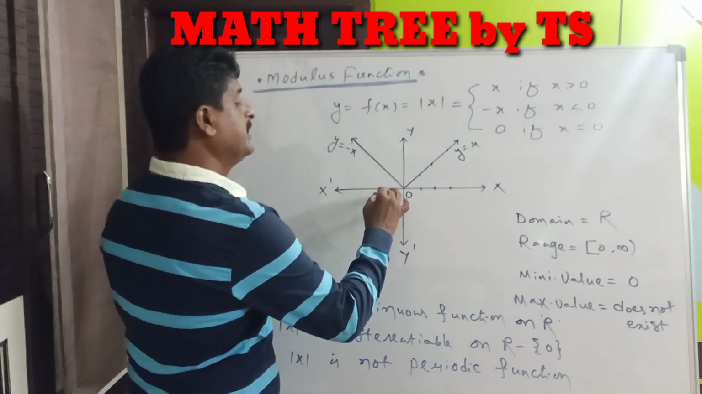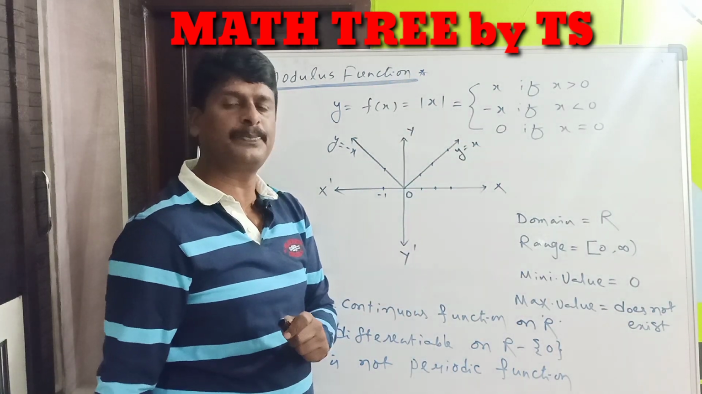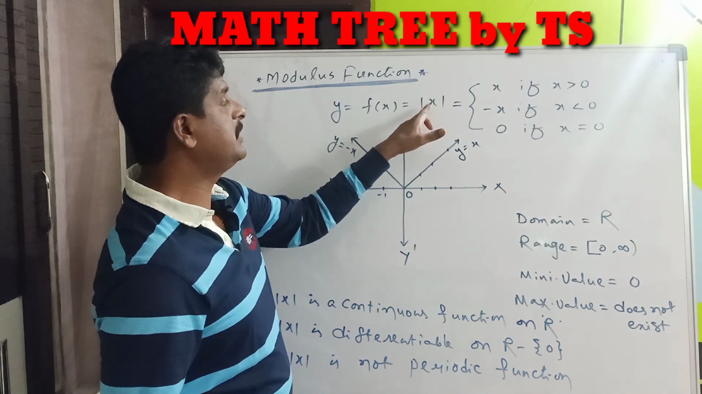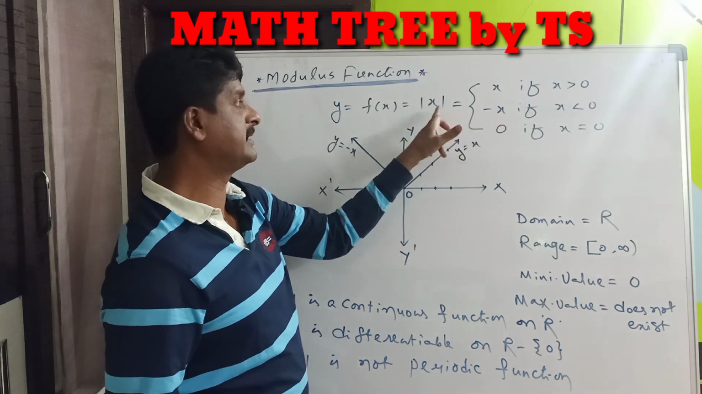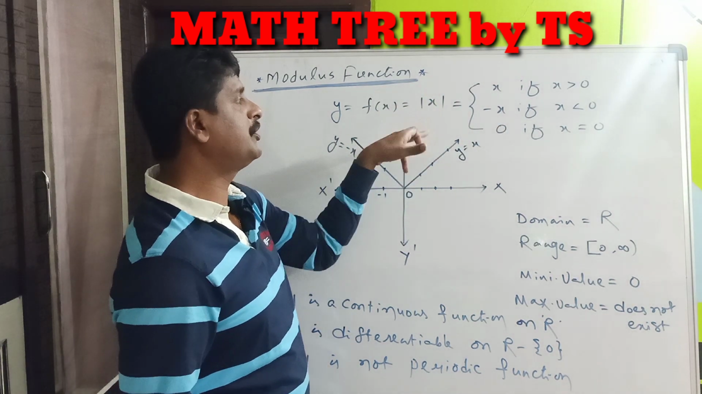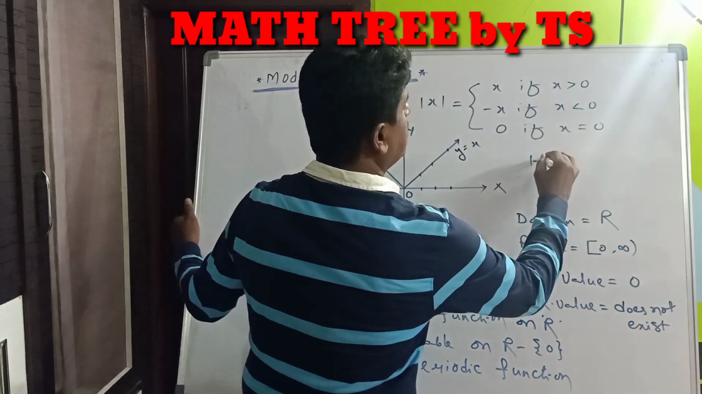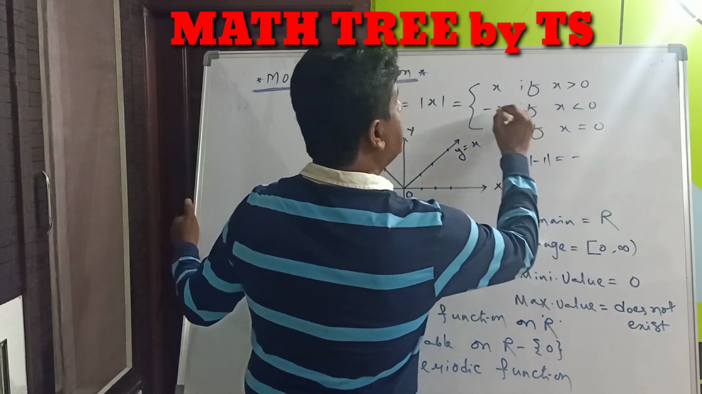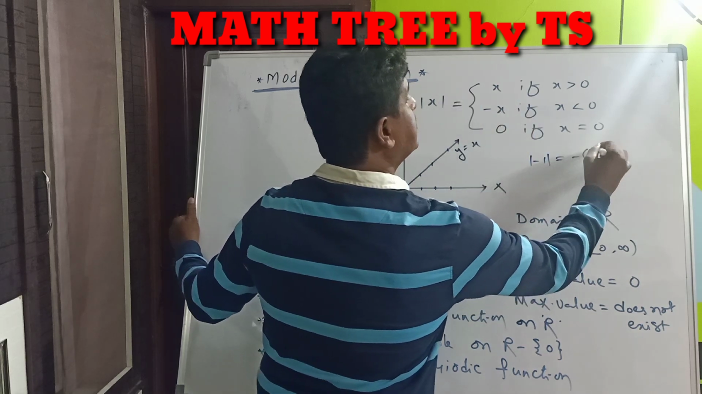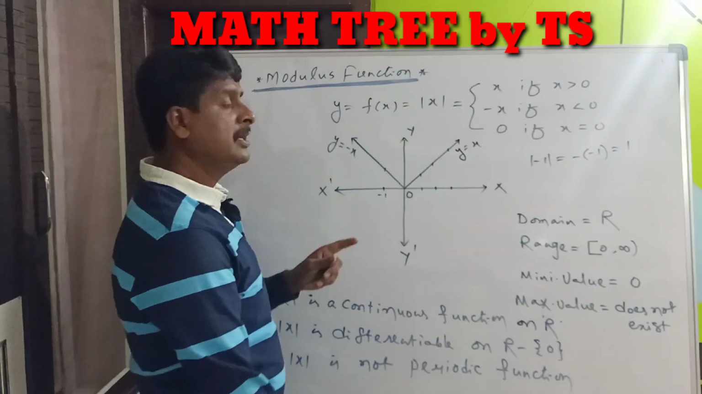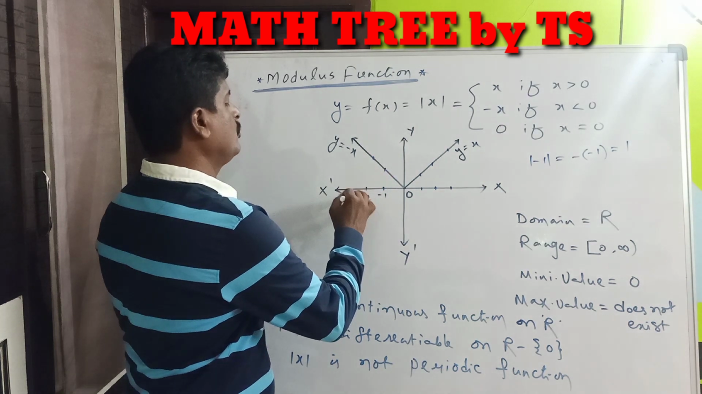Suppose I take x value as minus 1, corresponding y value: modulus of minus 1 will come out as plus 1 only, because whenever input is negative, it will come out as minus x. So its outcome is minus x. Modulus of minus 1 goes to the second case. In the second case, mod x is defined as minus of whichever value lies inside. So minus of minus 1 is plus 1. So minus 1 outcome is also 1, minus 2 outcome is also 2, minus 3 outcome is also 3.